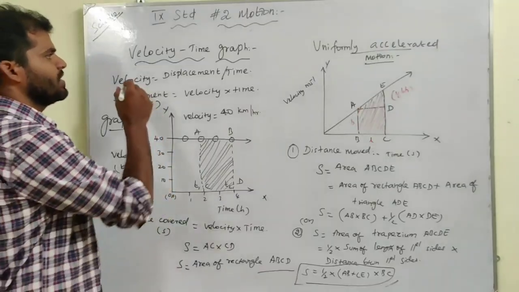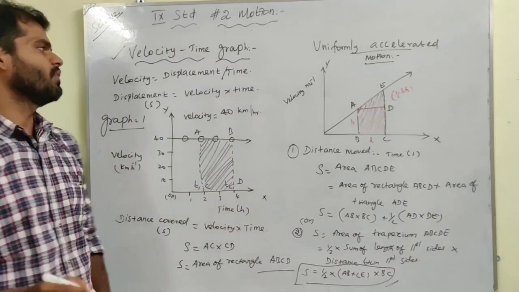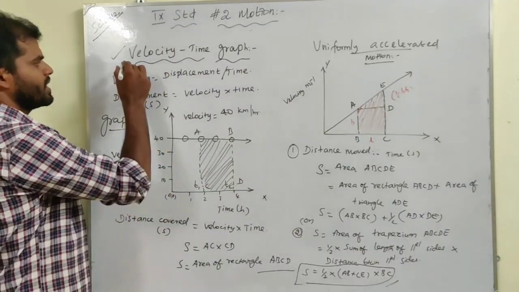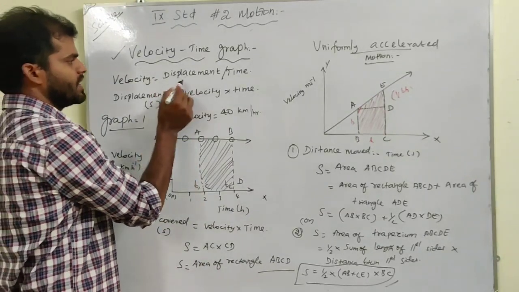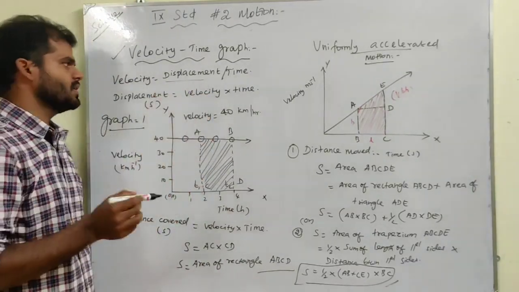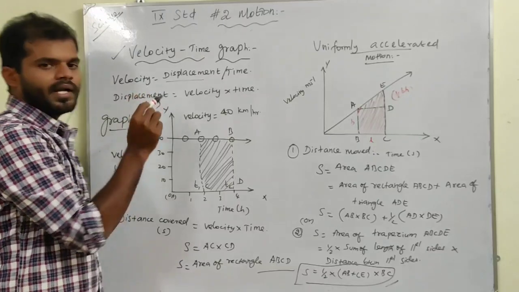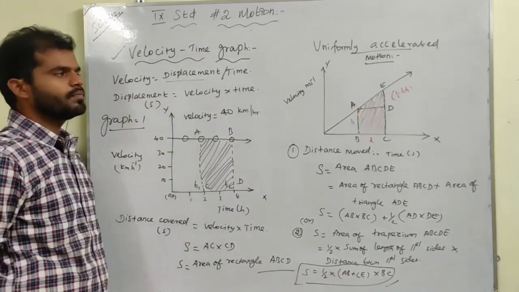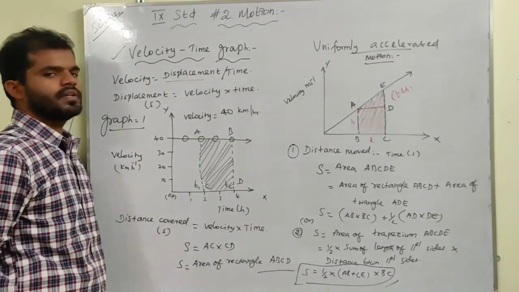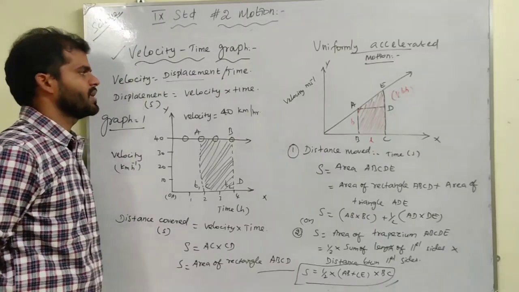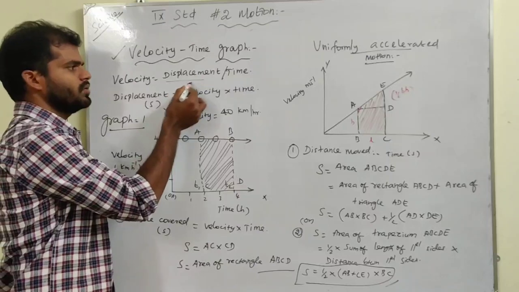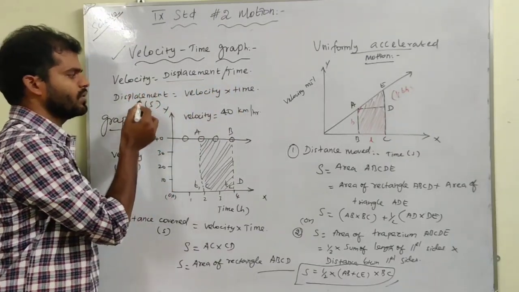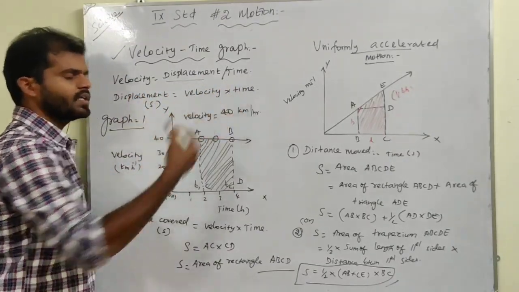Next topic, that is the velocity time graph, right? As you know, what is the meaning of velocity? Velocity is nothing but the rate of change of displacement, that we have seen in the first session. So velocity is equal to displacement by time. This can be written. If I want to find the displacement, I can take the time to the other side. So displacement is equal to velocity into time.